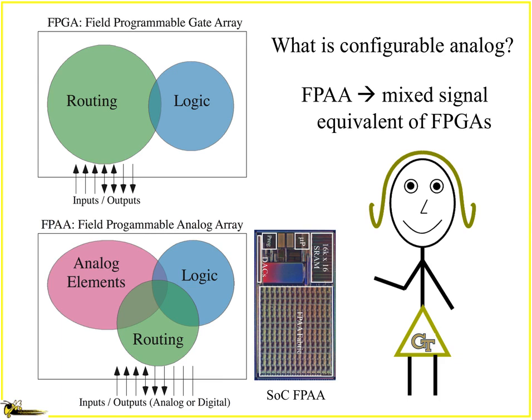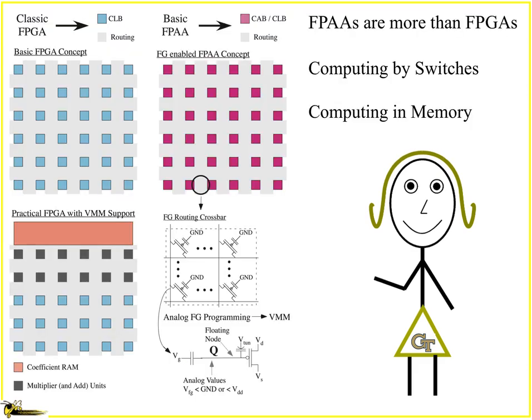So configurable analog, we often talk about things like field programmable analog arrays or large-scale field programmable analog arrays, which are really the mixed signal equivalent of FPGAs. Basically, you've added analog into the system. So that works well. And yet FPAs are more than FPGAs because the routing infrastructure actually is somewhere that you can do computing, depending on how you set up your switches and your switch topology.